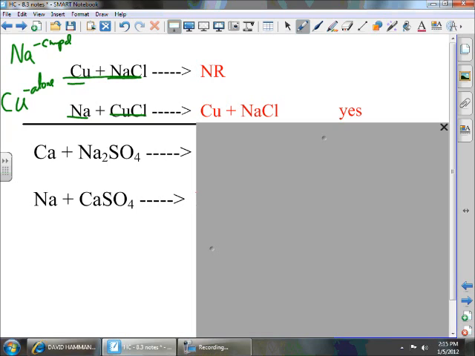We look at calcium and sodium. Look on the activity series. Calcium is higher than sodium. Now, even though they are both very high on the chart, it is an absolute ranking. So calcium is still higher. Therefore, compound, sodium is lower, even though it's right next to it. Therefore, it's alone. Calcium wants to be in a compound. Sodium wants to be alone.